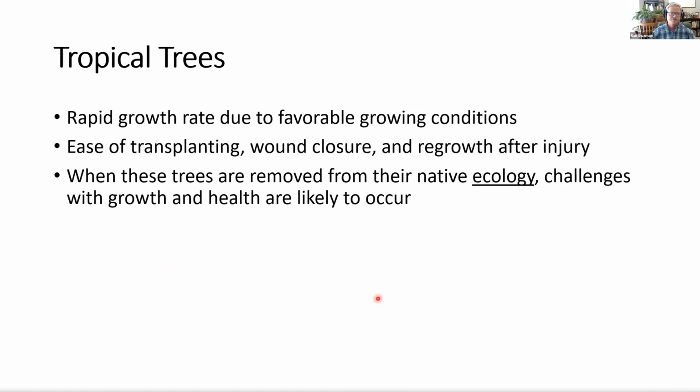Rapid growth rate due to favorable growing conditions, so they can grow quite rapidly. They transplant easily. Wound closure and regrowth after injury can be rapid. However, when these trees are removed from their native ecology, it becomes a challenge and they don't behave the same way. Like our house plants back here behind me wouldn't function the same if I planted them outside as they would inside. So I have to sort of mimic the growing conditions inside that they would have found in their native ecology.